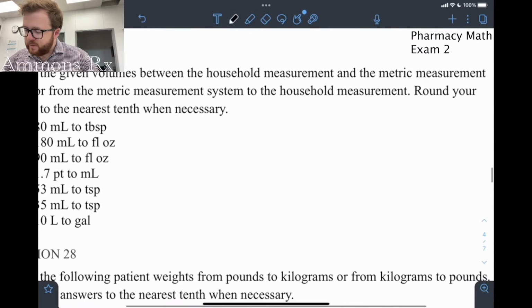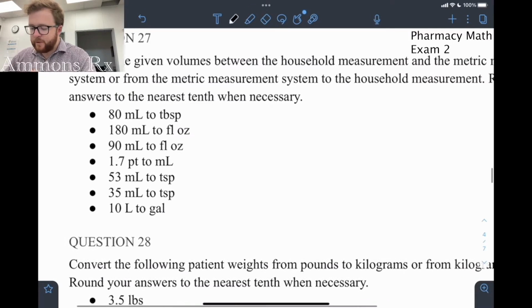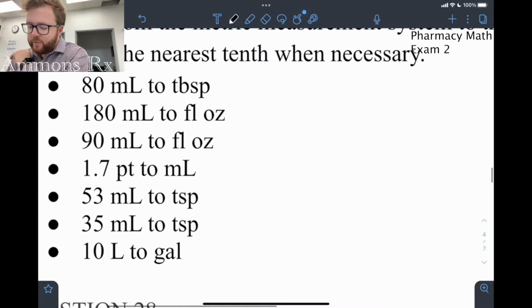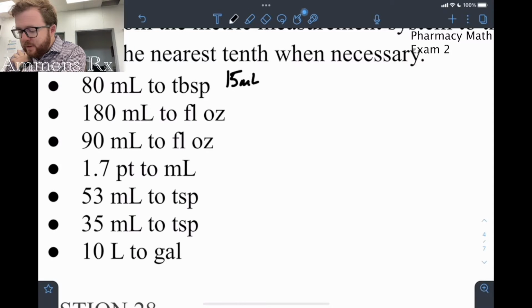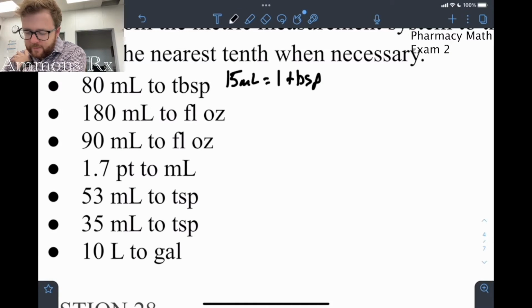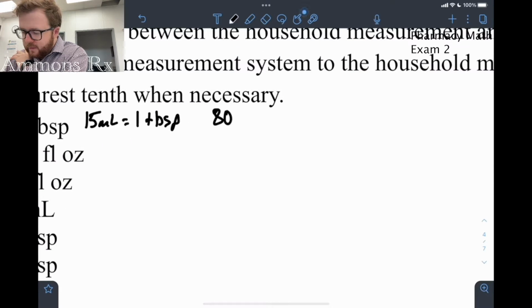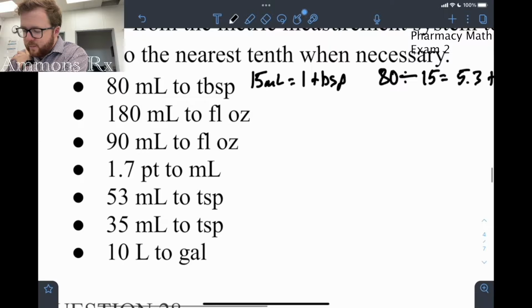Convert the following measurements between household and metric. First one we have is 80 mils to tablespoon. So remember the relationship between mils and tablespoon is there are 15 mils in 1 tablespoon. So I have 80 mils, so I need to do 80 divided by 15, which is equal to 5.3 tablespoon.